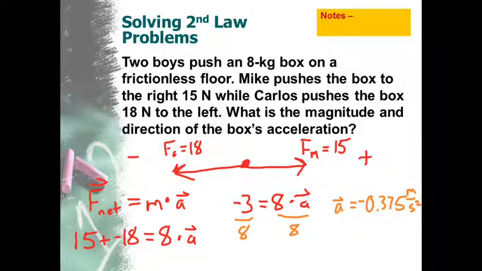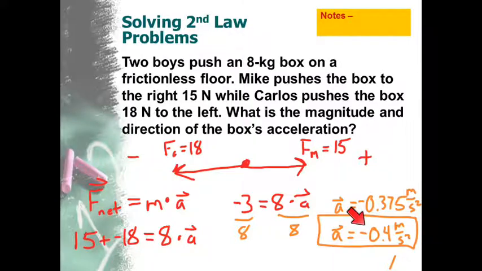Now, if I am going to insist on using the correct significant figures, well, that only has one significant figure. That's the least number of significant figures. So if I want to be accurate in my sig figs, I better report that this is negative 0.4 meters per second squared. So that is how I would find the acceleration. What is this telling me? It's telling me that this box is accelerating by 0.4 meters per second squared. In which direction? Well, it's the negative direction, so it's being accelerated toward the left.